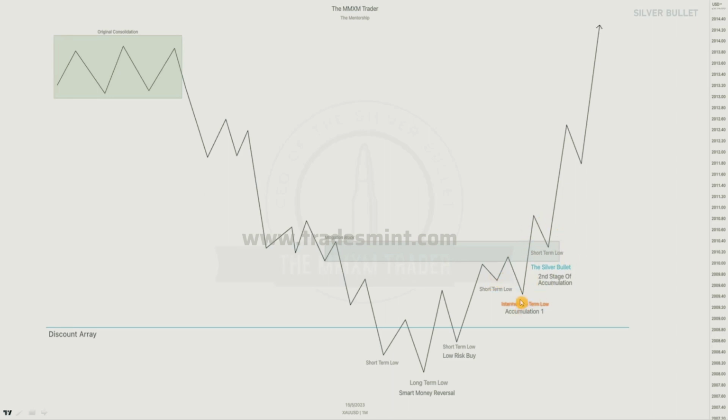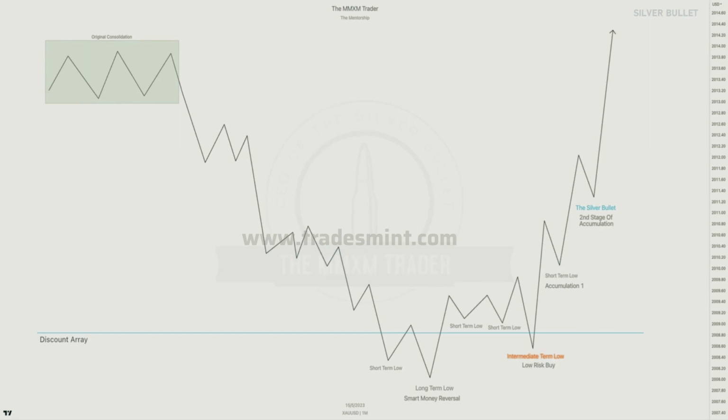and it is only an intermediate term low once we form a short-term low to the right of it, right? So we need to have a short-term low to the left of it and then a short-term low to the right of it. And this is the silver bullet entry model and second stage of accumulation. So this is option number one, anticipating that short-term low to form next to that intermediate term low.